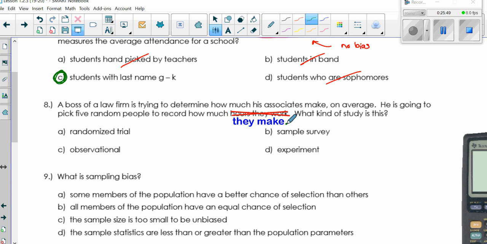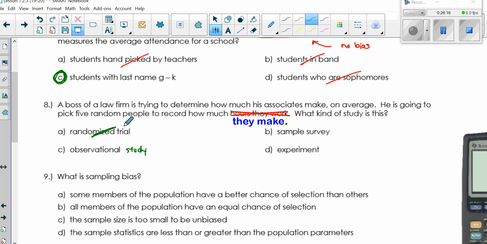What kind of study is this? Okay, we haven't talked about types of studies all the way since the first lesson. This is not a randomized trial, mostly because we haven't talked about what a randomized trial is. But then notice what the 3 remaining answers are. We have a sample survey, an experiment, and an observational study. And these are the 3 that we talked about in that first lesson. So it's been a while, so this is a good review.